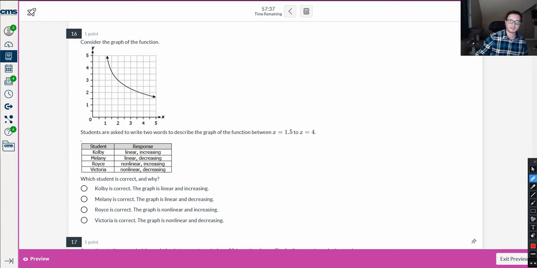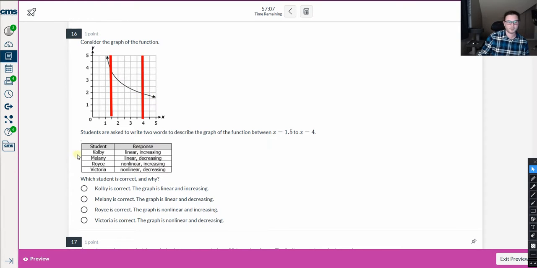So between x equals 1.5, I just drew it at 1, between 1.5, which is here, and 4, which is here. Students have to describe what is happening between those 2 red bars I just drew. Colby says that it is linear and increasing. Colby is wrong on both accounts. This is not a straight line, nor is it going up.